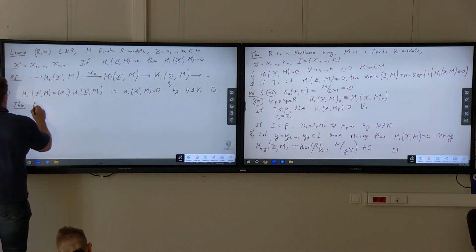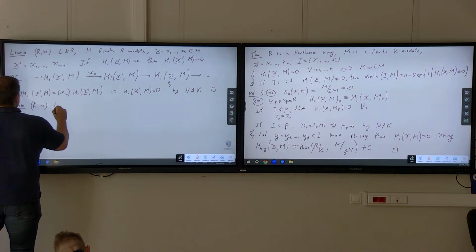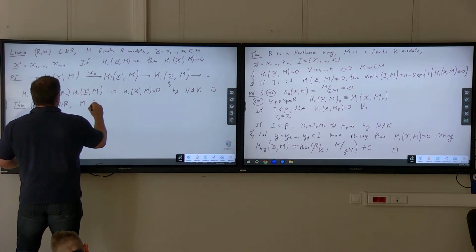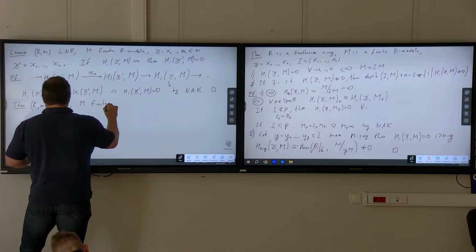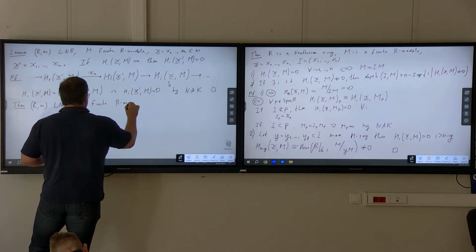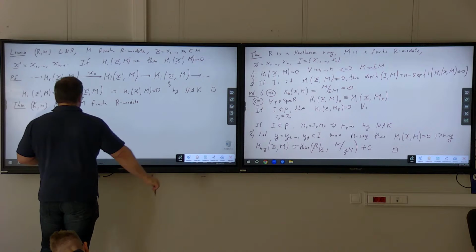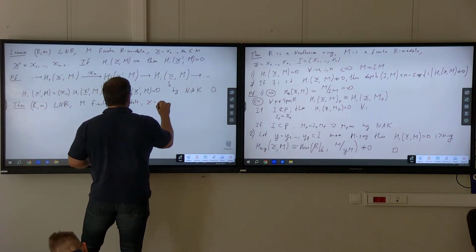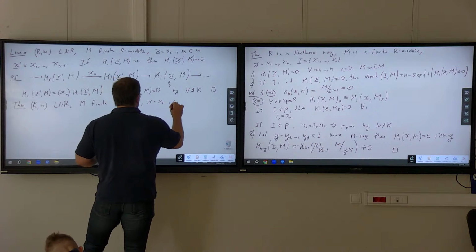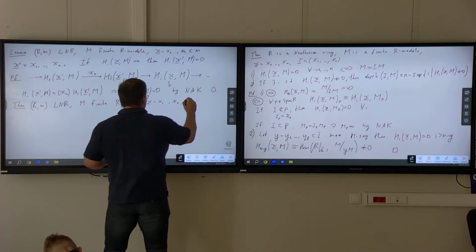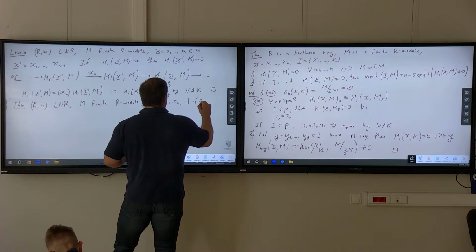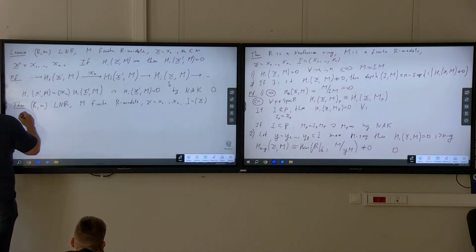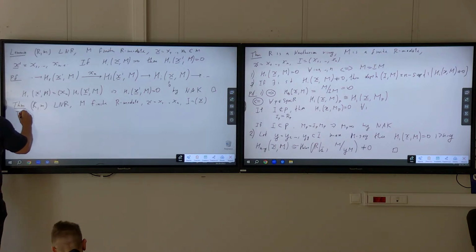So we have a local Noetherian ring. We have a finite module, a finite R module, and some sequence inside the maximal ideal. So all the standard assumptions. Ideal I is the ideal generated by this sequence. So then the following four conditions are equivalent.